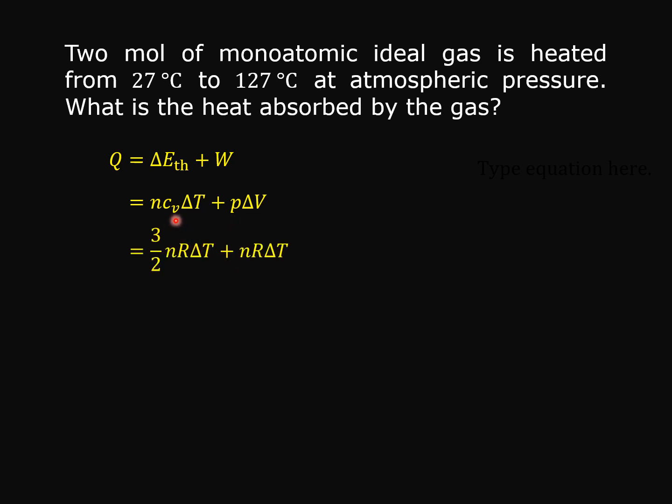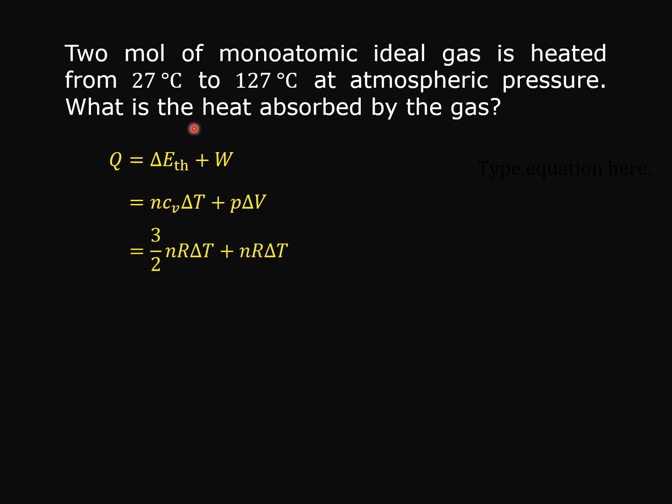The Cv value for the monoatomic gas is 3/2 R. So now in the first term we have 3/2 nR delta T. And for this P delta V, we have to change it to nR delta T based on the equation of state, or ideal gas law, which is PV equals nRT. Because there's a change of T, it causes the volume to change while the pressure remains constant. So P delta V can be replaced by nR delta T.